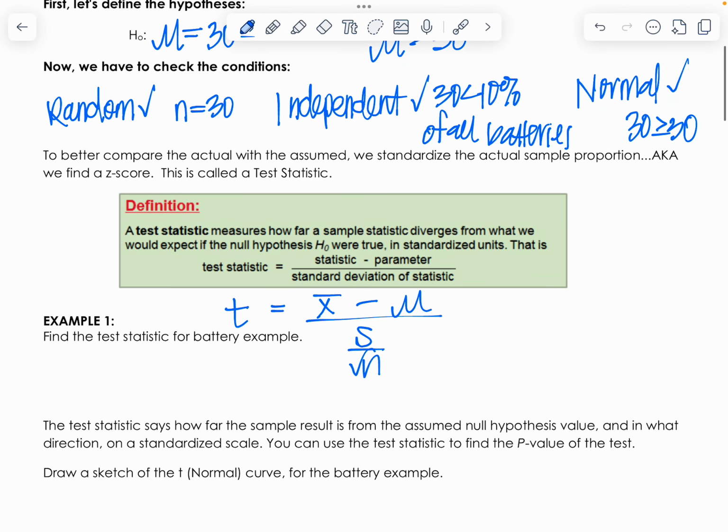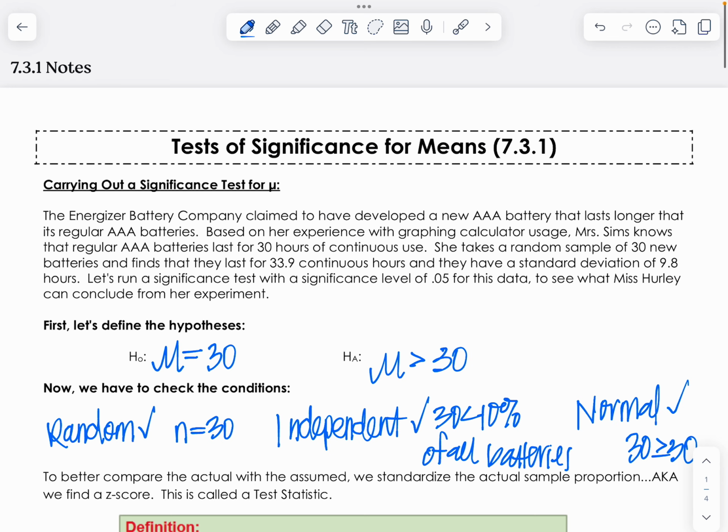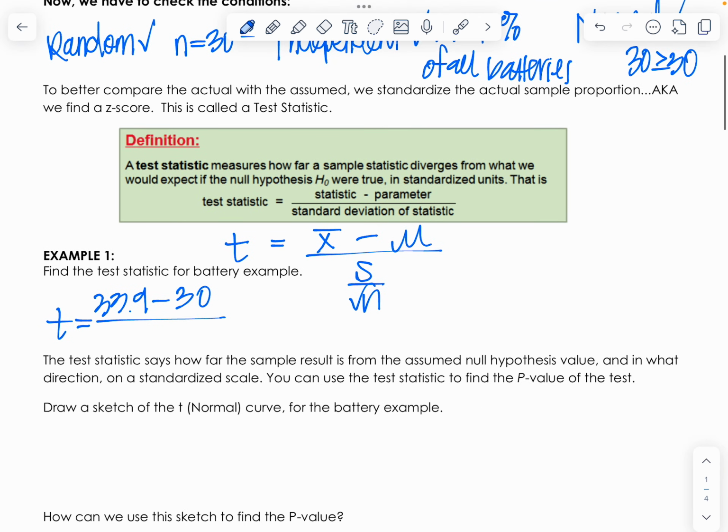So find that test statistic. T equals x bar, which was 33.9, minus the claim value 30, divided by the standard deviation 9.8 over the square root of 30. All right, so we know we'll have 3.9 up top. And we get 2.1797.